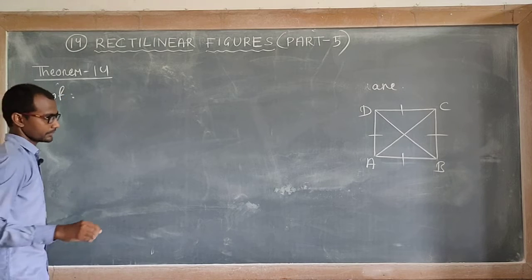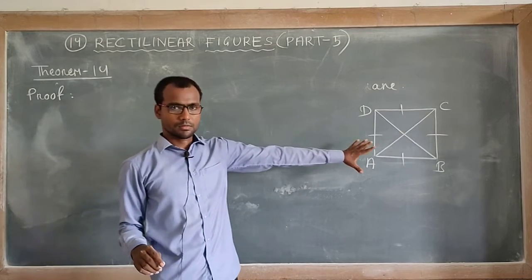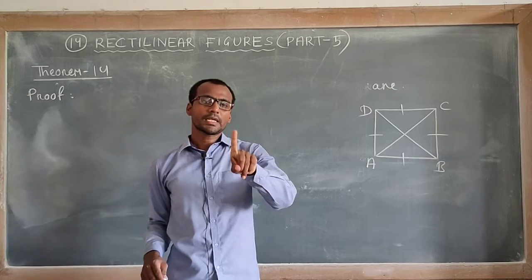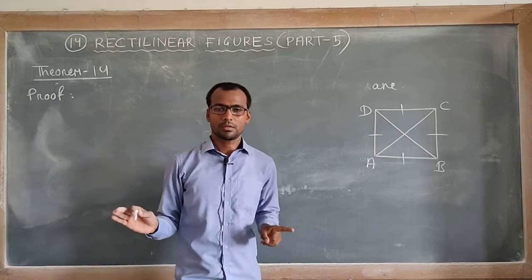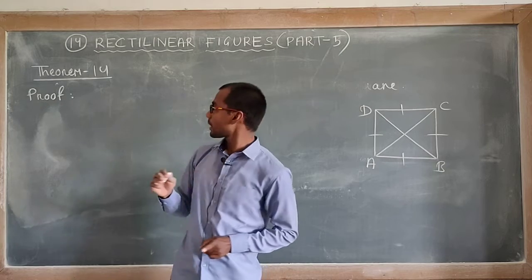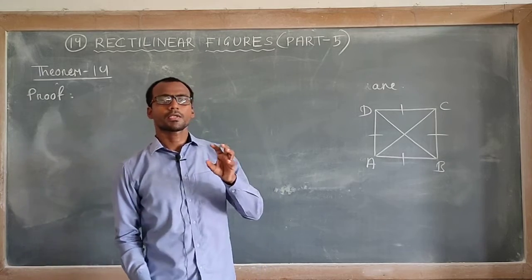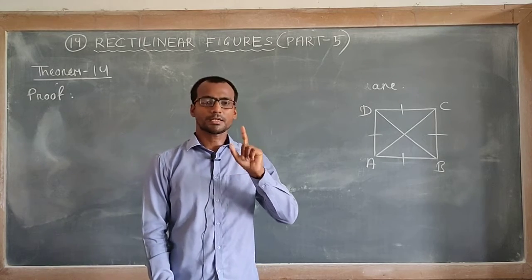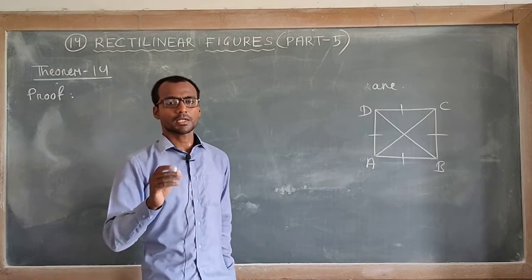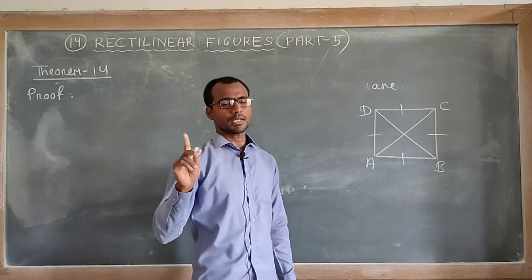Proof. Already it is a rhombus. All the sides are equal. If anyhow we prove that one angle is 90 degree, then it will become a square. We don't need to prove that each angle is 90 degree because we can use theorem number 13 here. By theorem number 13, if a figure is a rhombus and one angle is 90 degree, then it is a square. My target is to prove that one angle is 90 degree.